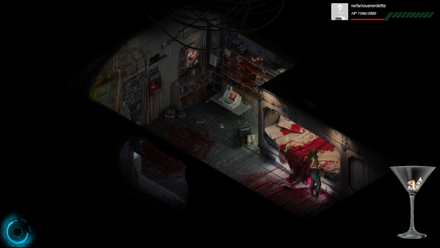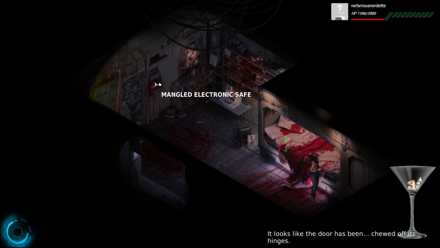Need to make an animation where your hand leaves the journal and scratches your head. Maybe some interno bangs? Right, yeah. Mangled electronic safe.